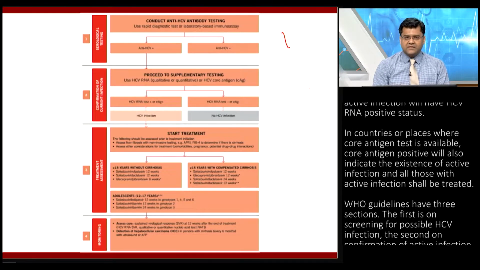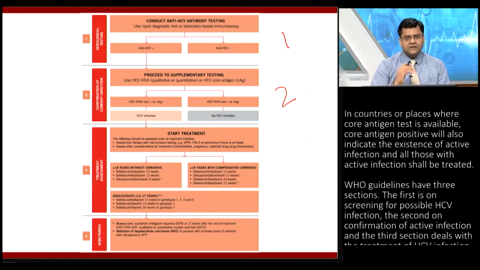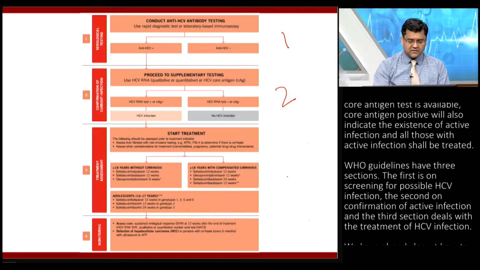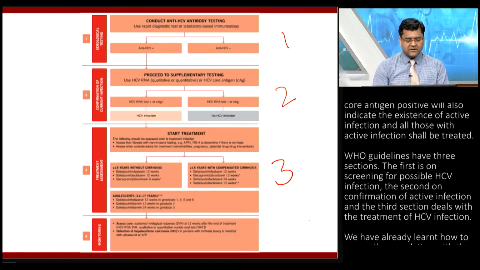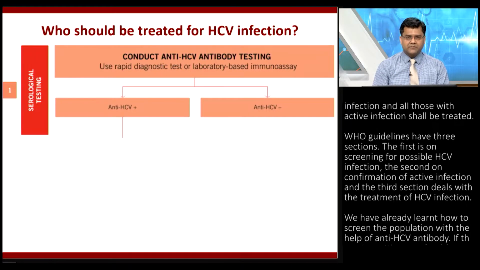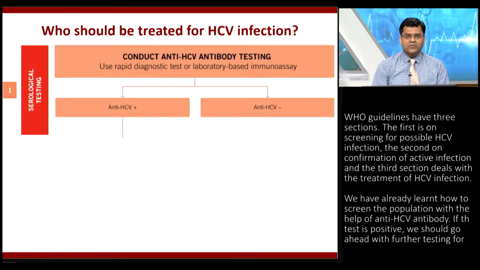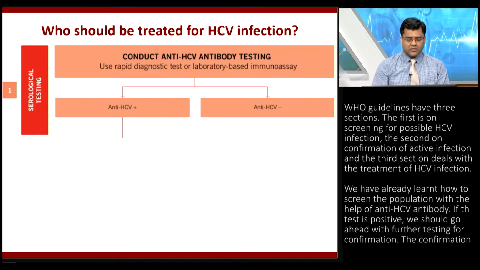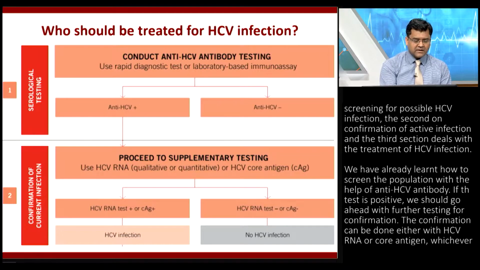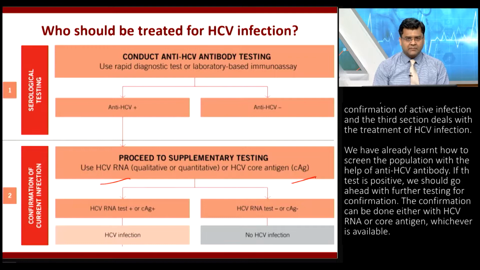One is screening for possible HCV infection, second is confirmation of active infection, and third deals with the treatment of HCV infection. We have already learned how to screen the population with the help of anti-HCV antibody. If one test is positive, we should go ahead with further testing for confirmation, and the confirmation can be done either with the HCV RNA or core antigen, whichever is available.